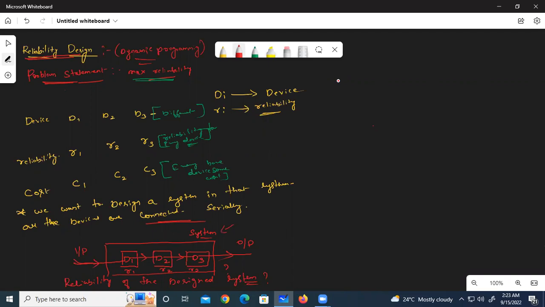Now take this one. R1 is the reliability of the device D1. Again, R2 is the reliability of the device D2. R3 is the reliability of the device D3. But still, I cannot achieve the reliability of 100%. Why? What is the reason? Tell me why. What is the reason, Aish?